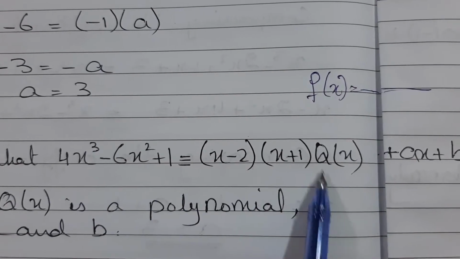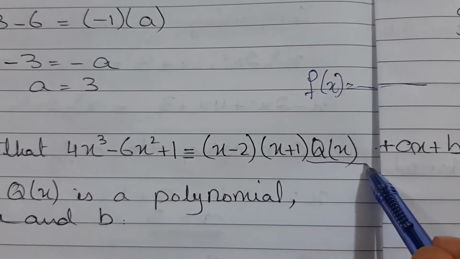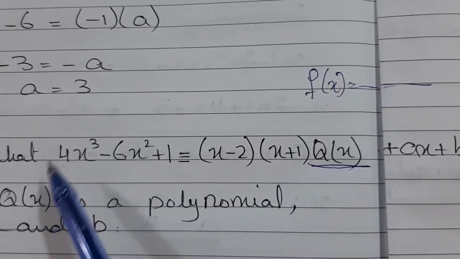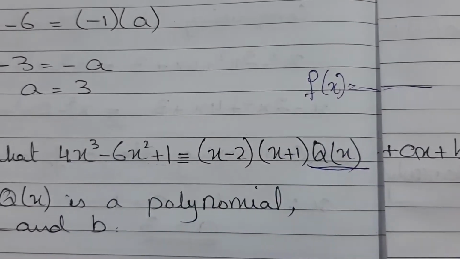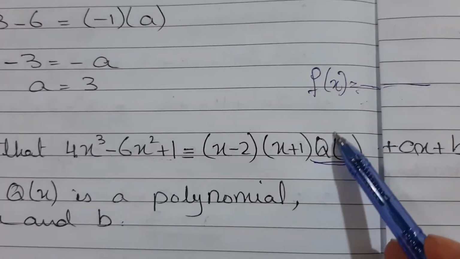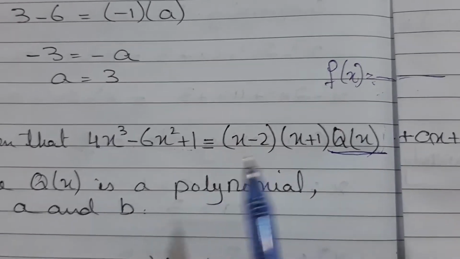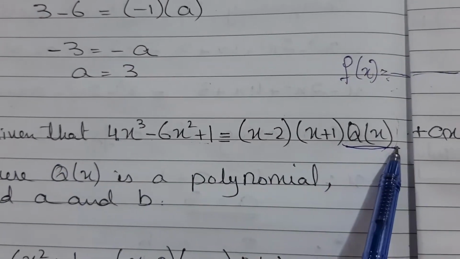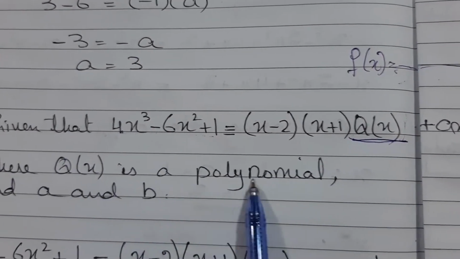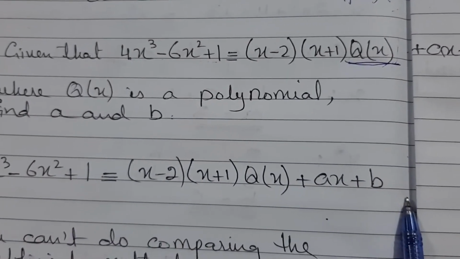Now right now this q of x means there is some function. Now a function means, like this is one function expression, right? Or 2x plus 3 or x plus 1. So here is some expression which you don't know. So the question is saying it is given to you and q of x is some polynomial. Find out the value of a and b.